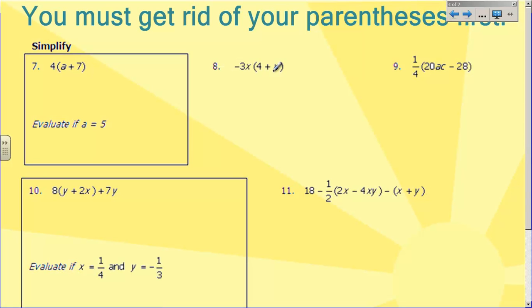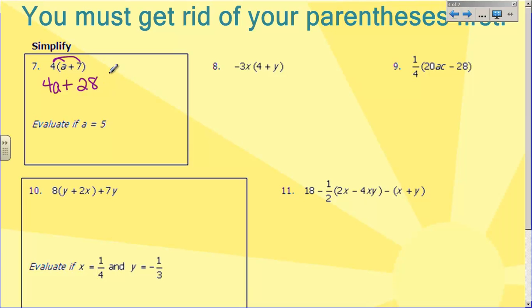So let's do a couple more examples. We're going to simplify some expressions by getting rid of the parentheses and then combining like terms. So this first one, number 7, we're just going to distribute first. So I'm going to do 4 times a, which is 4a. Bring down your plus sign. And 4 times 7 is 28. So you have now simplified.